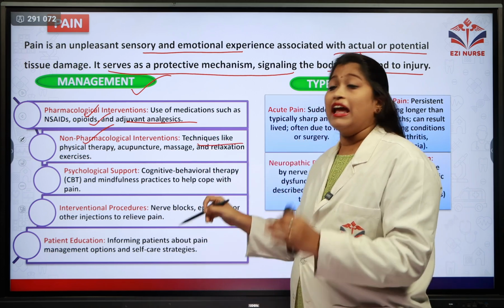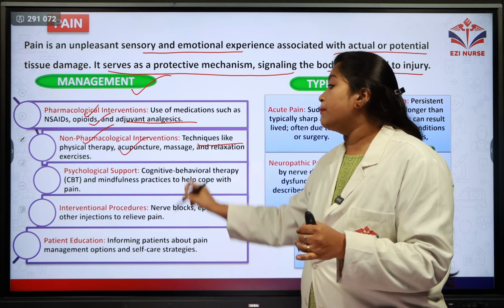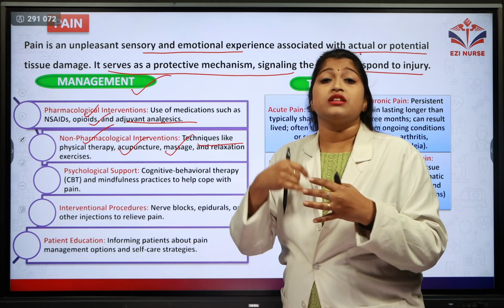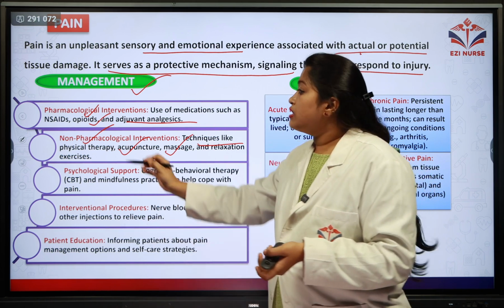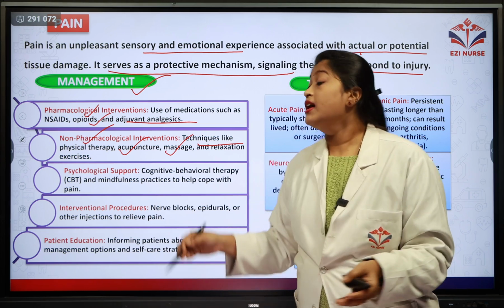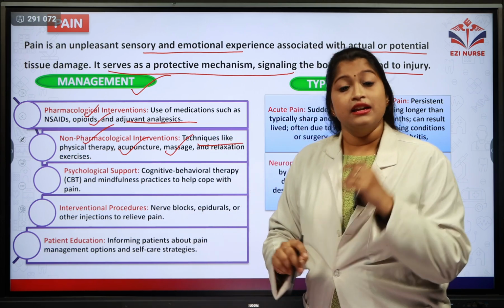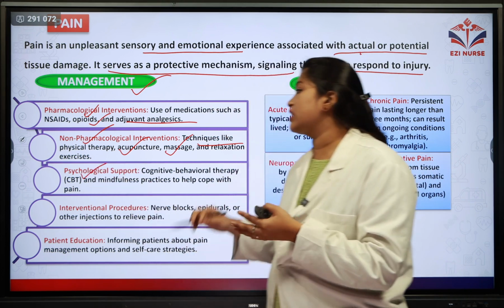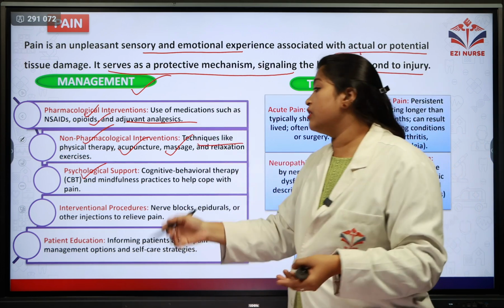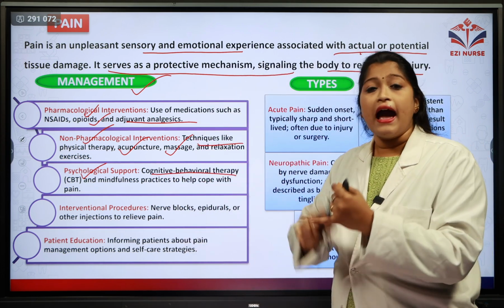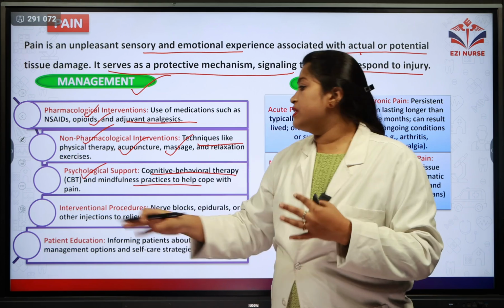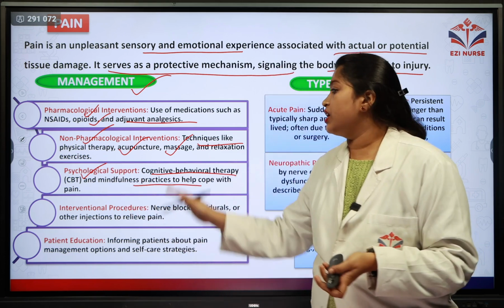Here, techniques like physical therapies, acupuncture therapies, massages, and relaxation exercises also help in reducing the pain and discomfort you are having. So these are non-pharmacological therapies: certain physical therapies, acupuncture, massages, and also the relaxation exercises. Coming to the third, the psychological support. Here, you are mentally giving support. Mental support is given with the help of cognitive behavioral therapy and mindfulness practices, which help us to cope, how to overcome this pain with the help of the psychological support.